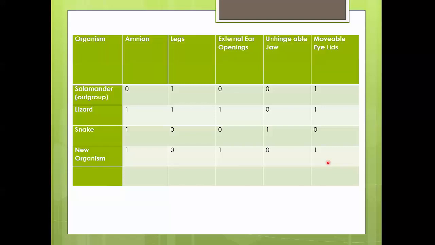Anyway, we're going to be making cladograms in class and working on that. So review that in your book, and we'll have a good lab this week.